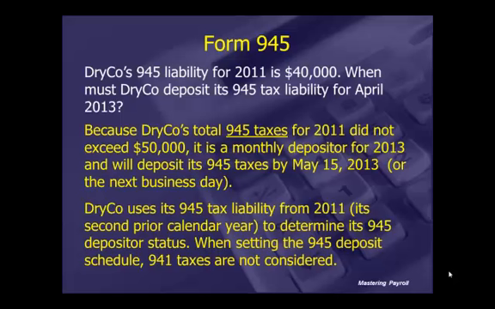DRICO uses its 945 tax liability from 2011, its second prior calendar year, to determine its 945 depositor status. And when setting the 945 deposit schedule, 941 taxes are not considered. So we're just looking at the 945 tax liability, not the 941.